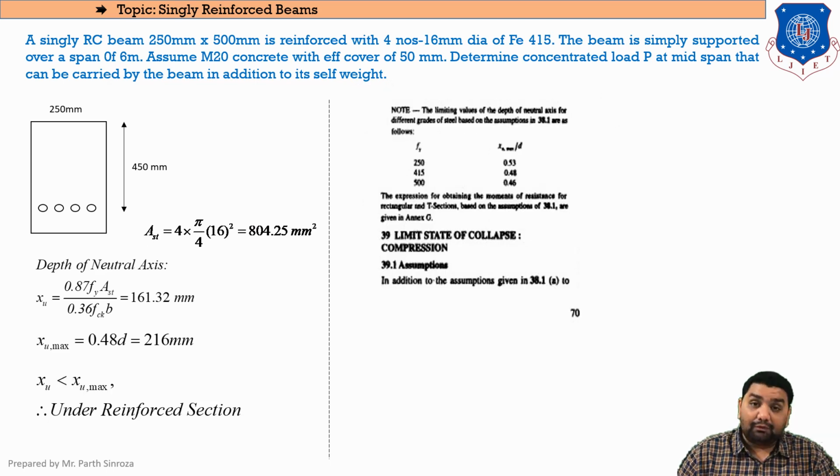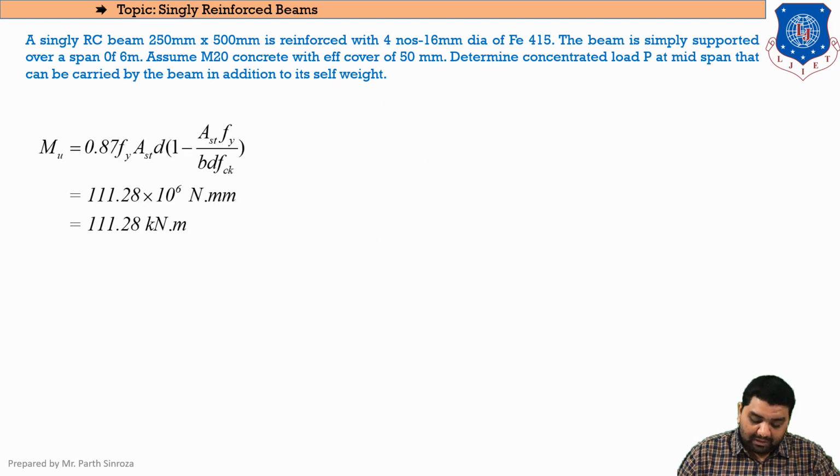Now the next step will be to find the value of XUmax. So XUmax can be obtained from page number 70, as it is given in the question to be Fe415 steel. So for 415 steel, the ratio will be 0.48. So solving it, we are getting an answer XUmax equal to 216 mm. XU was 161, XUmax comes out to be 216. So the relation we are getting is XU is less than XUmax, and whenever XU is less than XUmax, it is termed as an under reinforced section. Clear?